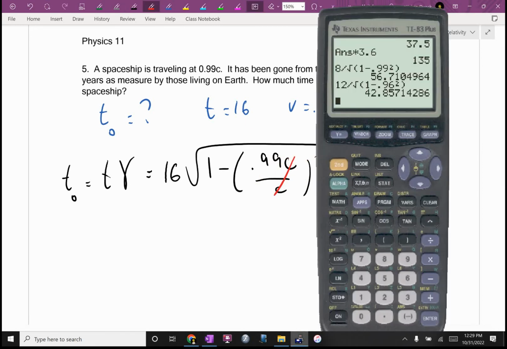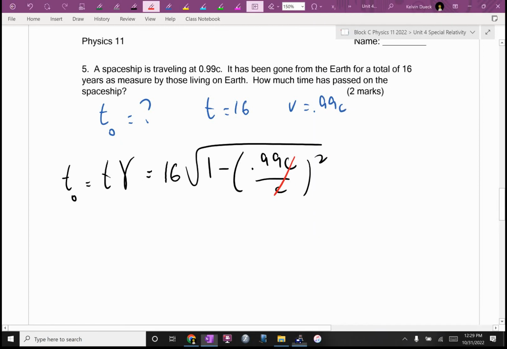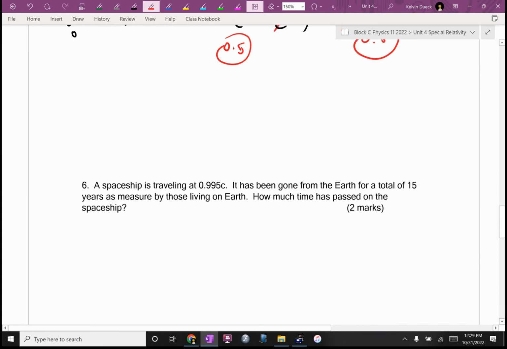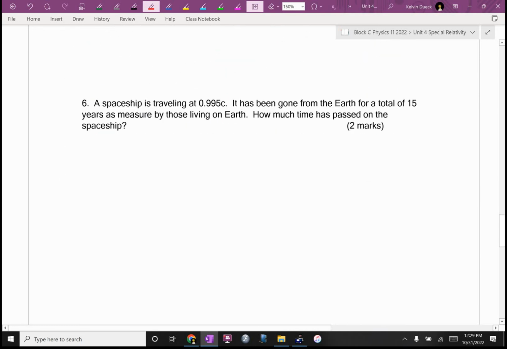I see. 16 square root of 1 minus 0.99 squared. And I get, is it 2.26? 2.3? Same as usual, 1 mark, half mark, half mark. And number 6, same question, finding T0.